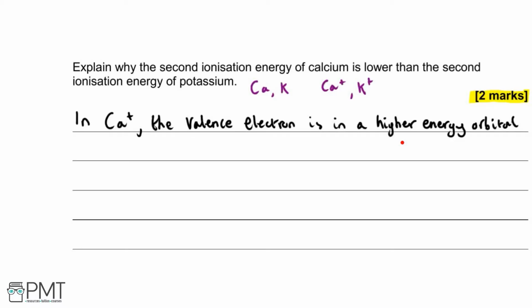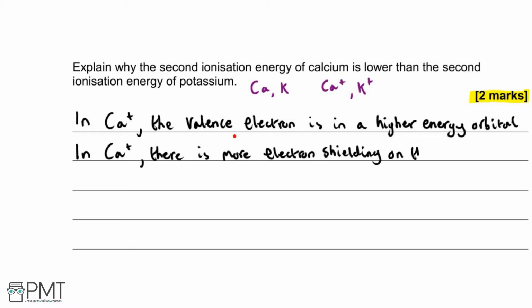Now the second mark is less about the position of the valence electron and more about the structure of, and how the rest of the electrons in the ions are going to affect the ionization energy. And specifically what we'll talk about is shielding. So in our calcium ion, there is more electron shielding on the valence electron. And this is because, again, it's in the 4s orbital. So that means in calcium, that valence electron is being shielded by the 3p orbital.